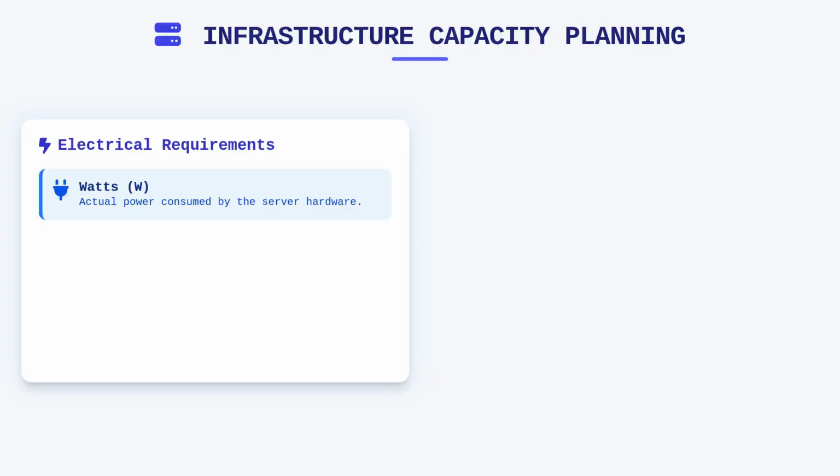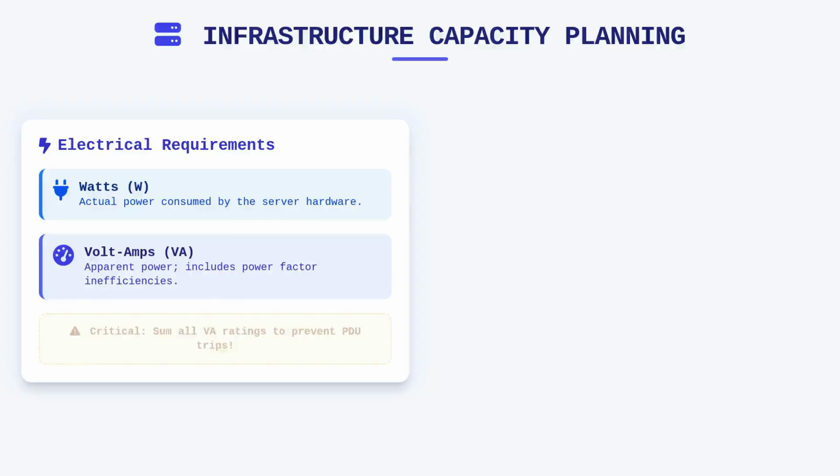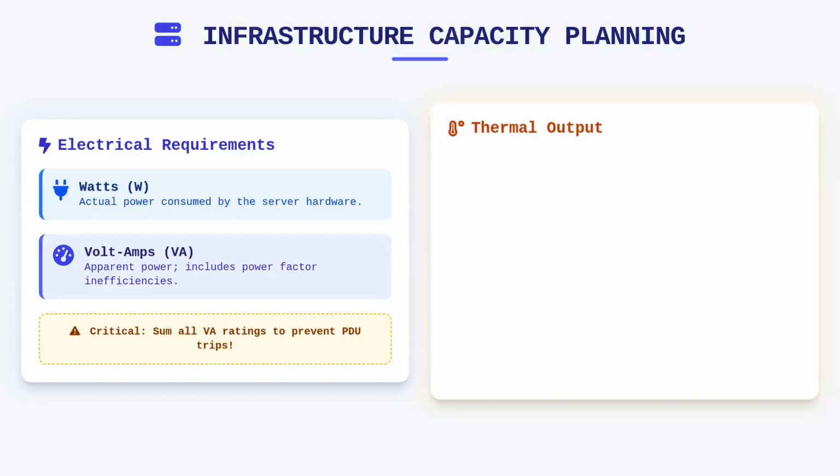Capacity planning requires an accurate calculation of power requirements in both watts and volt-amps. While watts represent the actual power consumed by the server, VA represents the apparent power, which is critical for sizing UPS and PDU capacity because it accounts for power factor inefficiencies. When you deploy a rack, you must sum the VA ratings of every piece of equipment to ensure the PDU does not trip during peak operational cycles.